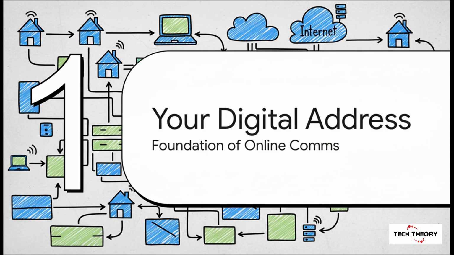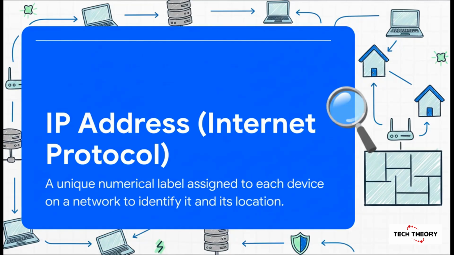See, for any of this to work, every single device connected to a network needs its own unique identifier. It needs a digital address that basically tells everyone else, hey, this is who I am and this is where you can find me. And that address? It's called an IP address, which stands for Internet Protocol Address. It's a unique numerical label, and I mean unique. Every computer, every phone, every server gets one. It is the fundamental way that devices find and talk to each other online. No IP address, no connection.